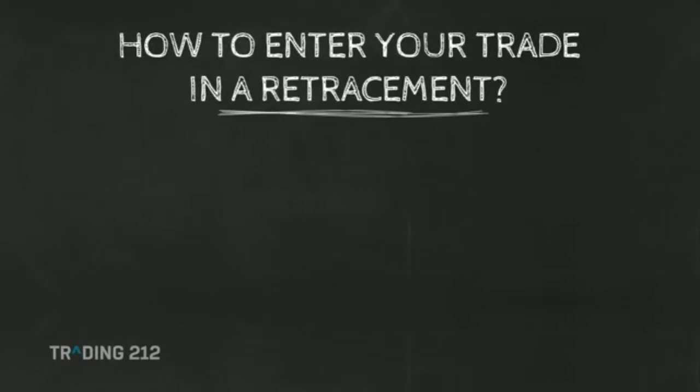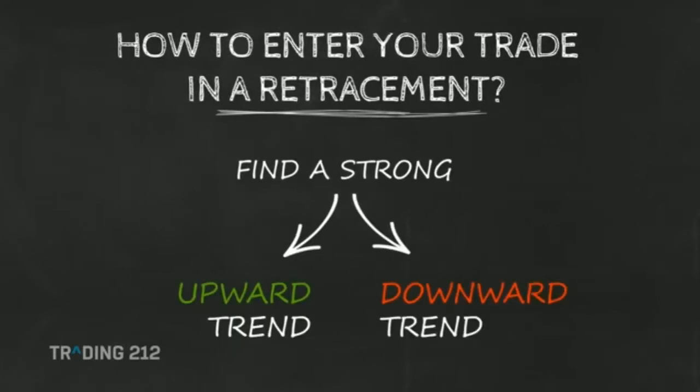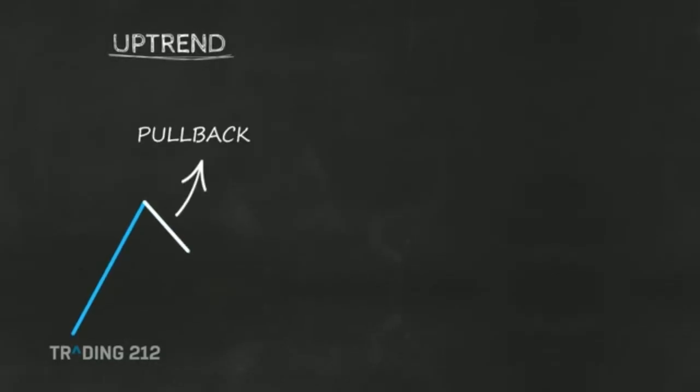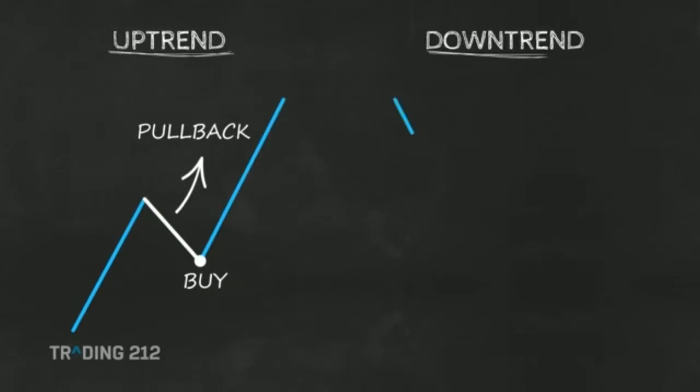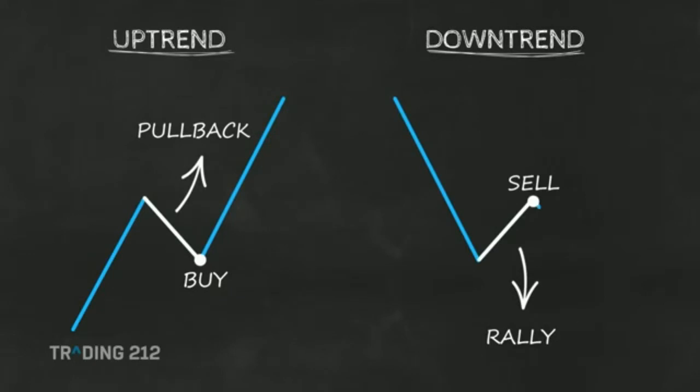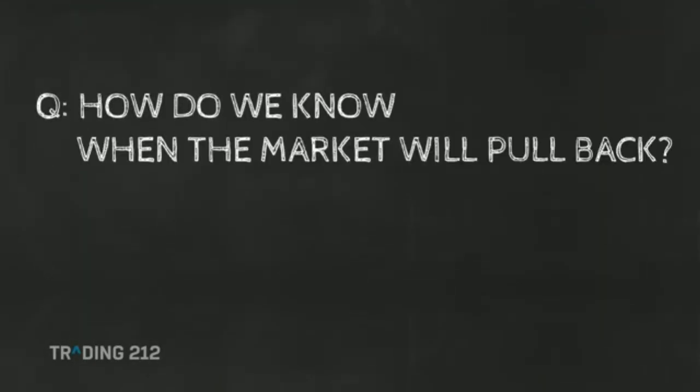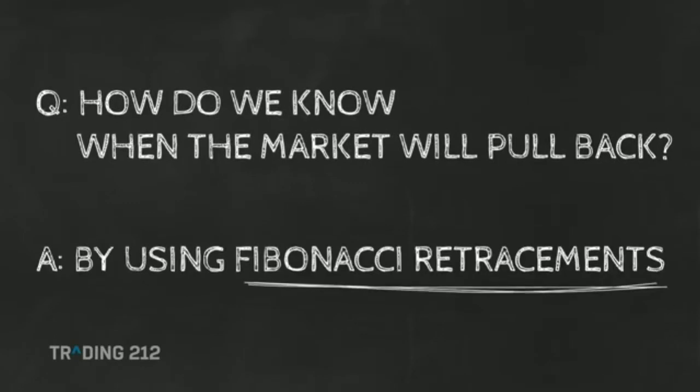The first thing you need to do is find a strong upward or downward movement of a given financial instrument. To find a good entry position, you should look to enter the market in the direction of the trend right after a pullback has occurred. Put simply, you should buy pullbacks in an uptrend and sell rallies in a downtrend. However, how do we know when the market will pull back? This is where Fibonacci retracements come in.